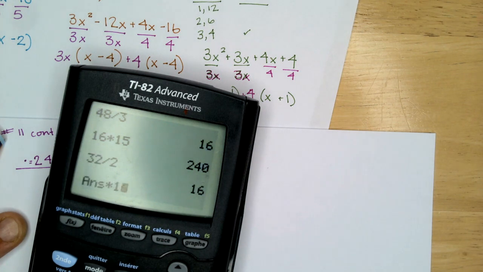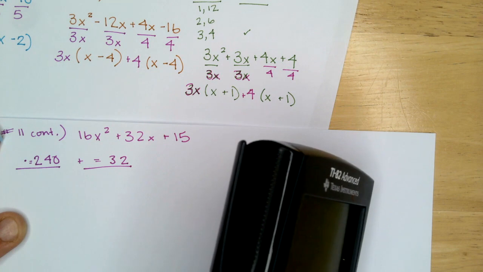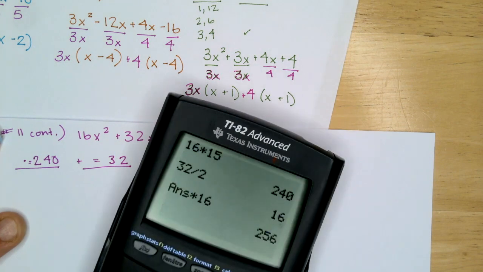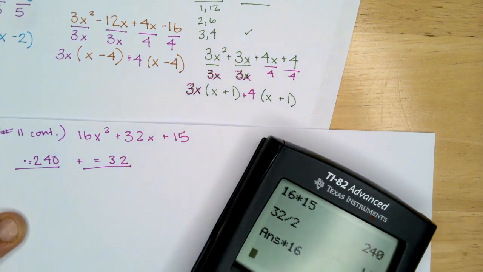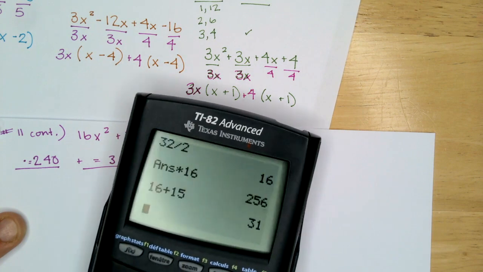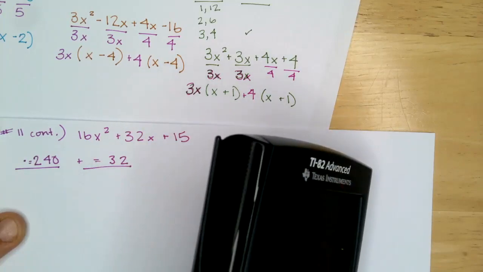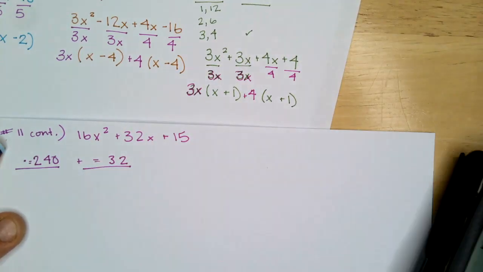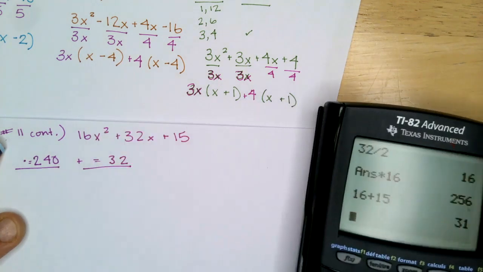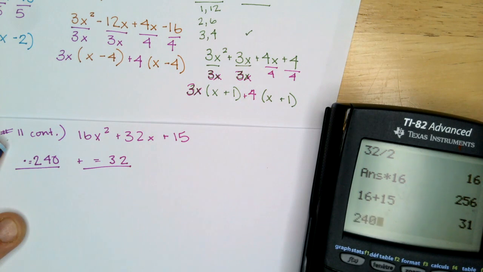16. Close. Yeah, that won't work. All right. Oh, we could just use 16 and 15, right? 16 plus 15. No. All right, 240. Trying to cut corners.